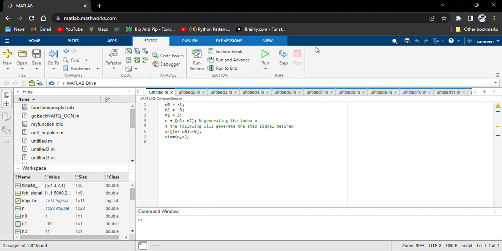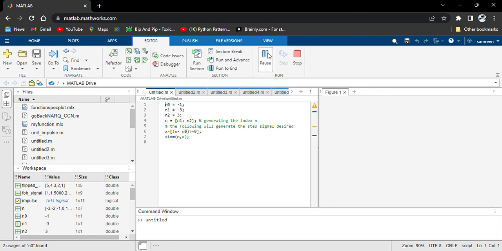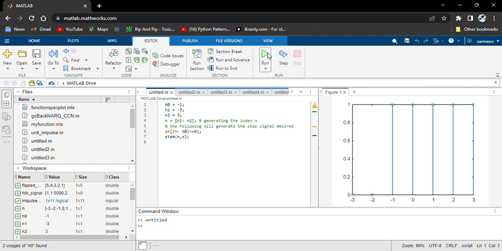In this example, we have a step signal, that is x[n] = [n - 0 >= 0], which means that if we shift the signal, it will give us positive values. So in the output graph, we can see that it will give positive values from n equals minus 1 to 3.